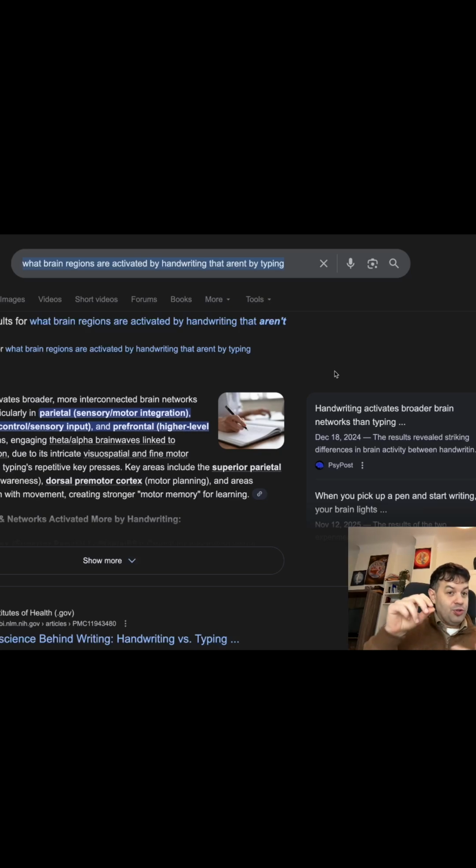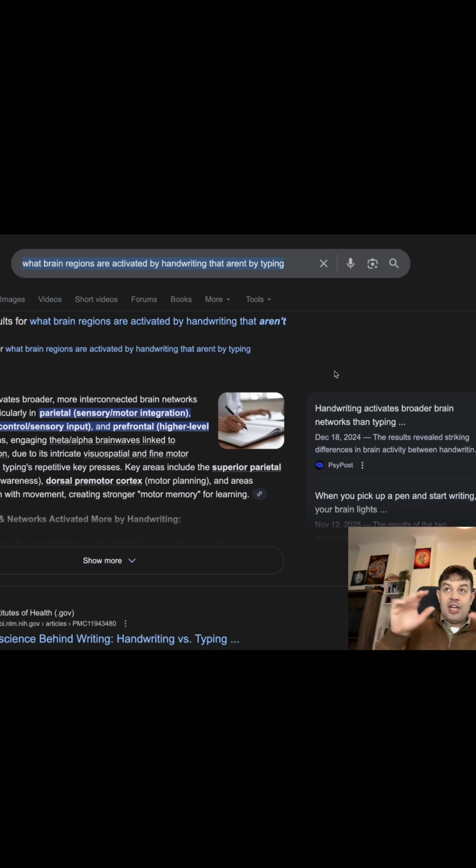When you're handwriting something, it activates broader, more interconnected brain networks than typing. Particularly higher levels of thinking, and when handwriting, it actually also engages the theta and alpha brain waves that are linked to memory formation, due to its intricate visual, spatial, and fine motor demands.